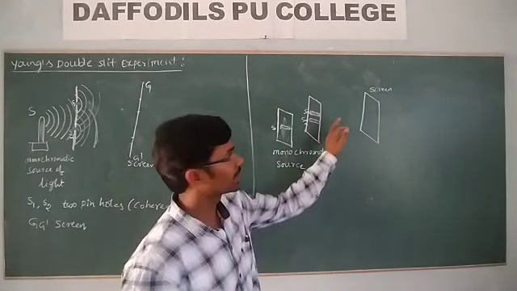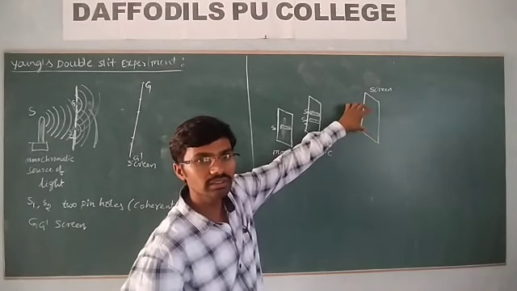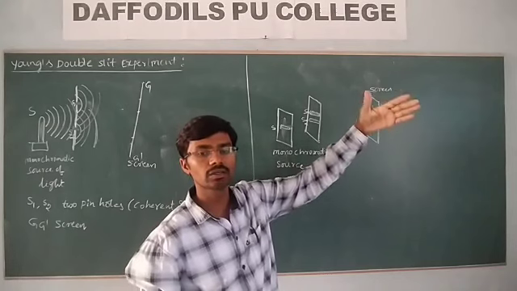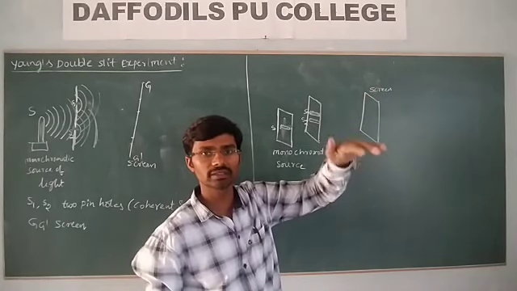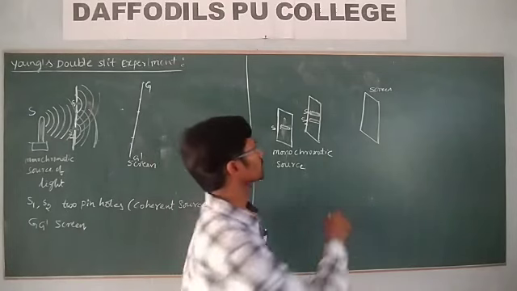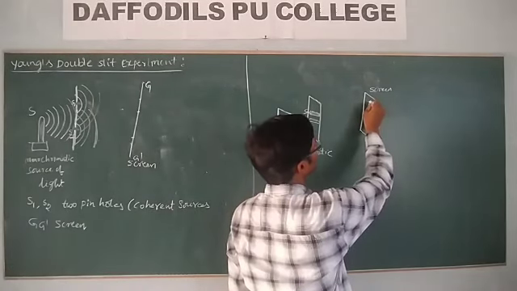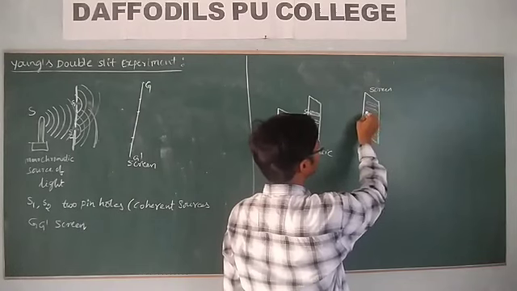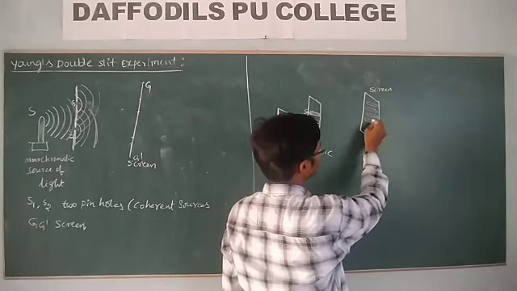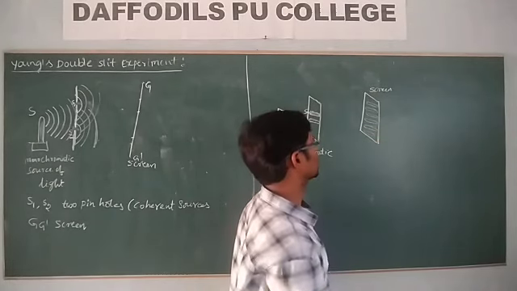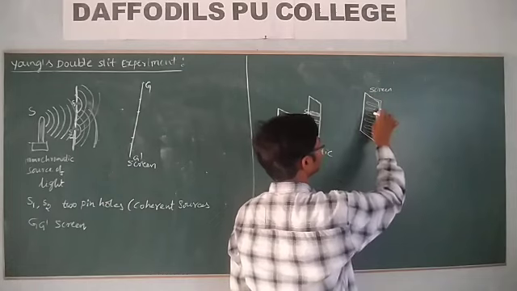Because of this, on the screen we will have a fringe pattern, alternate dark and bright fringes, obtained with equal spacing.